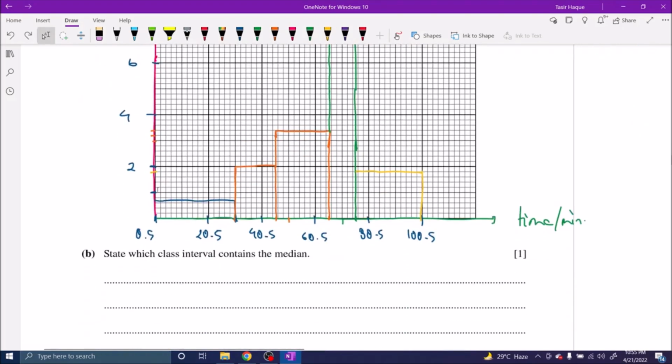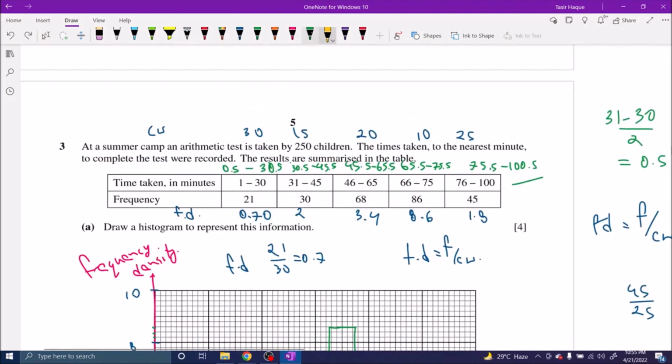So which class interval contains the median? How do we do this? There are 250 children in total. So for an even number, what's the rule to find out the median? It's going to be 250 divided by 2 and 250 divided by 2 plus 1, right? So that means the 125th value and the 126th value, the average of those two values. So basically we're looking for the 125th and the 126th one.